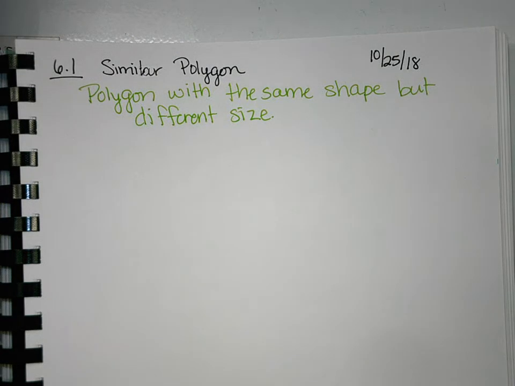Okay, so we're going to be looking at polygons that have the same shape but different size. Can you guys think of anything that is the same shape but different size? Instruments. Which ones are the same shape but different sizes? I'm sorry, what? Violins and cellos are the same shape, but one's way bigger than the other. What else?